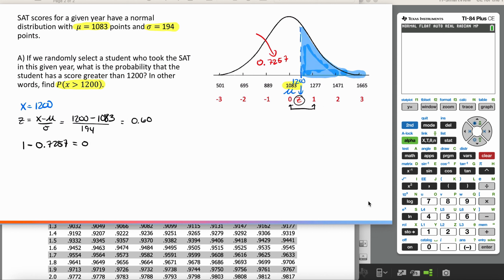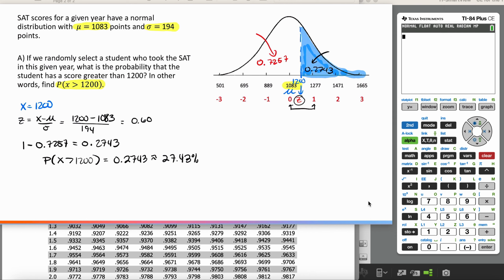So that gives me a probability of 0.2743. So this blue area here is 0.2743. So this tells us that P(X > 1200), the chance of randomly selecting an SAT score greater than 1200, is 0.2743, or approximately 27.43%. So that's how you use the table.